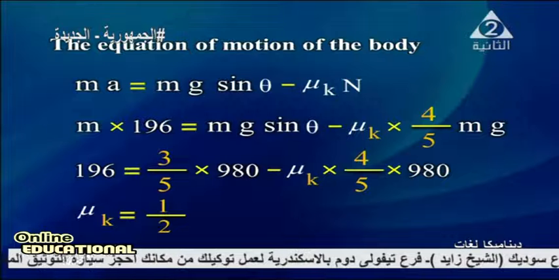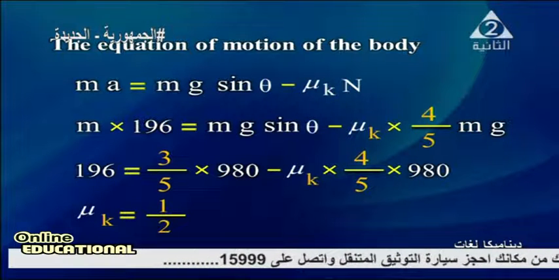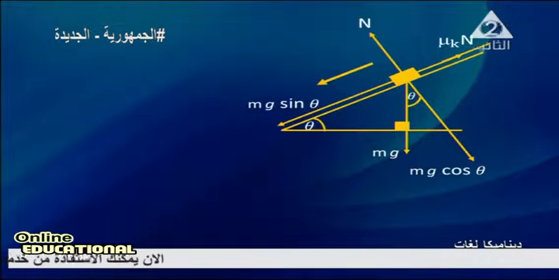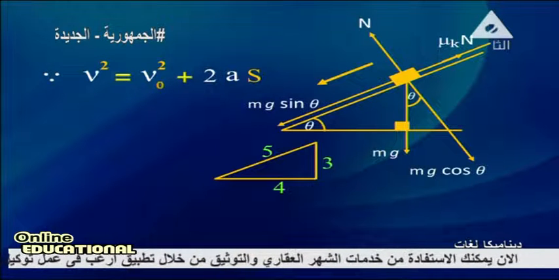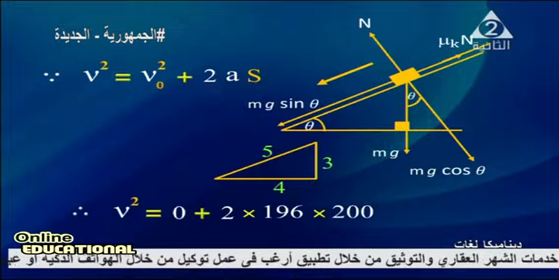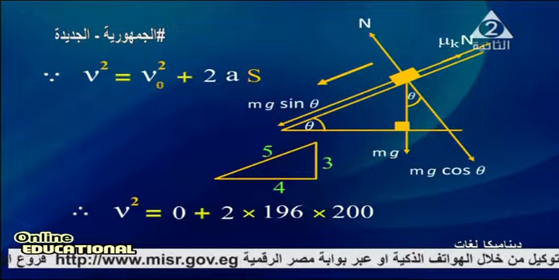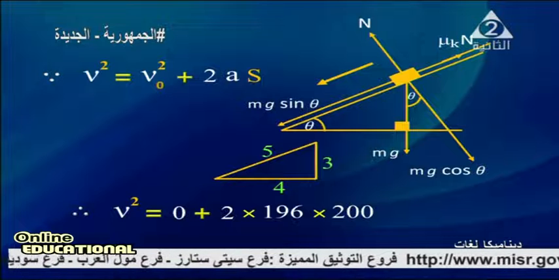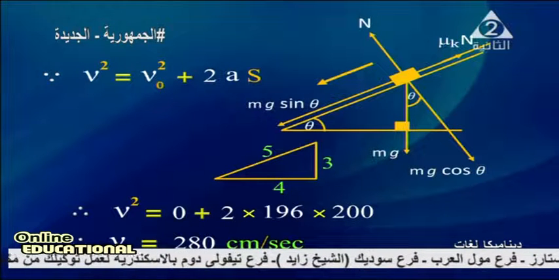Now what is the velocity of the body after it travels 200 centimeter? We know that v power 2 equals v naught power 2 plus 2as. And the velocity v power 2 equals the initial velocity 0 plus 2 multiply 196 multiply 200. Then the velocity v equals 280 centimeter per second.